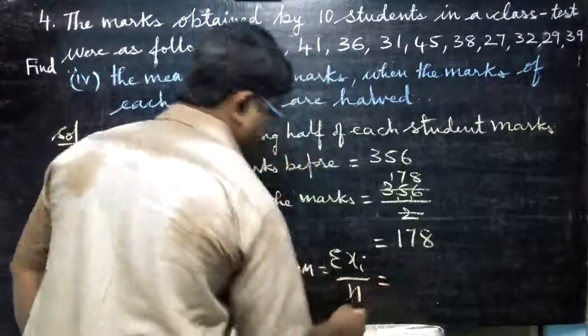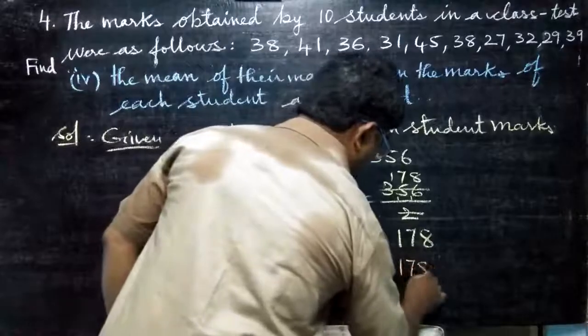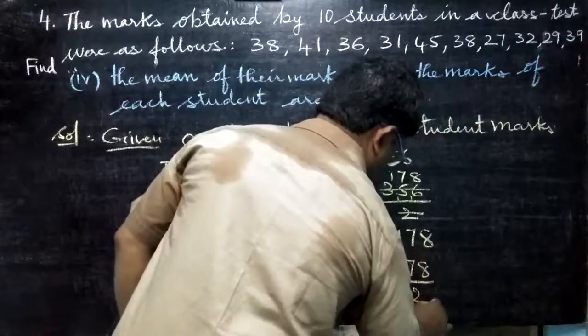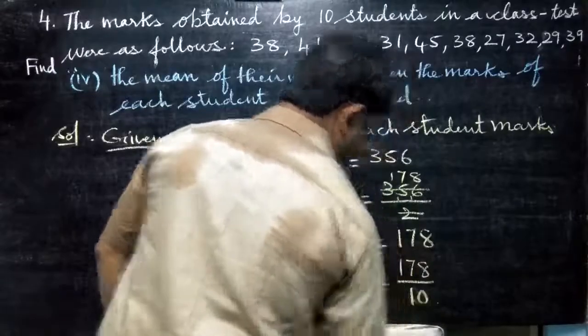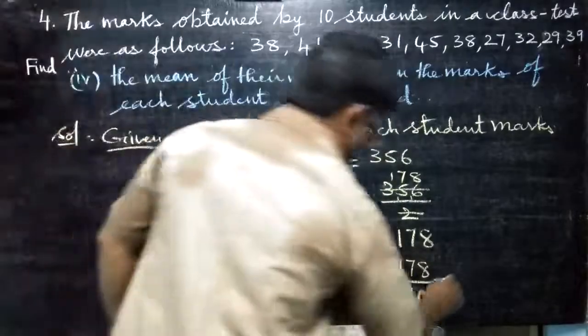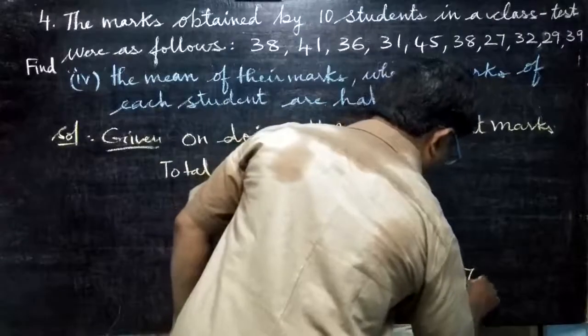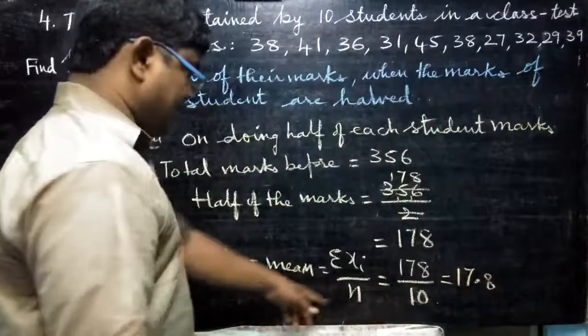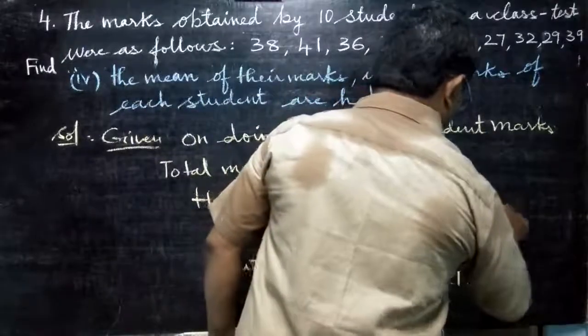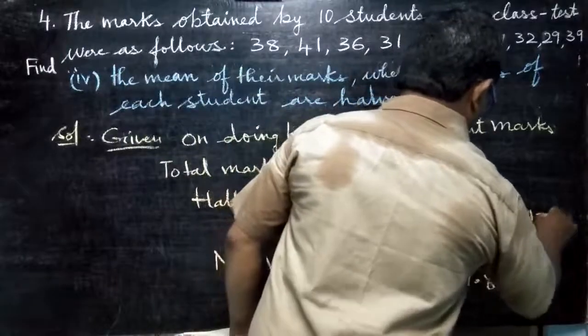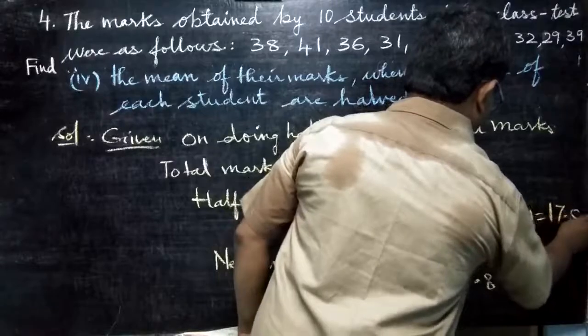That is equal to 178 by, sorry, by 10, because there are 10 students. Easy. 17.8. Number of students is 10. So 17.8. Therefore, the new mean is equal to 17.8.